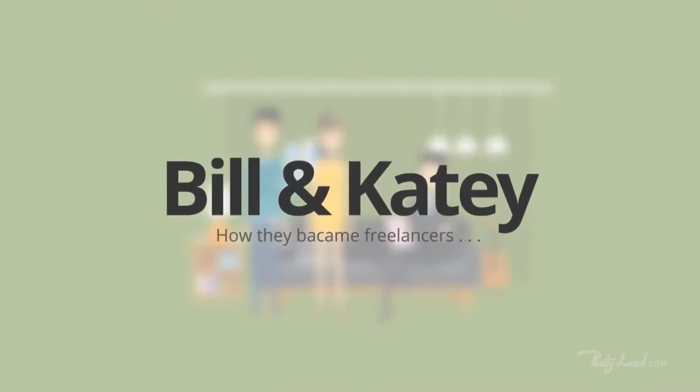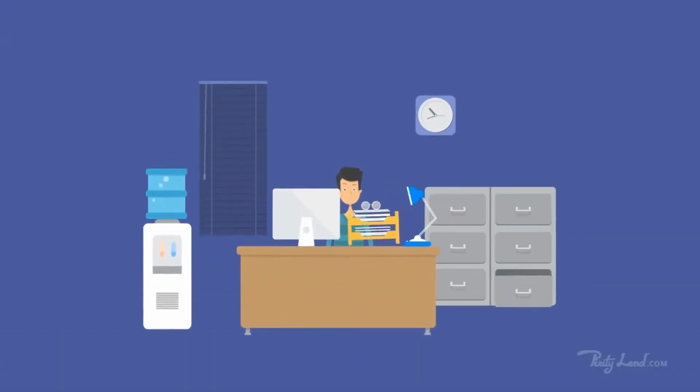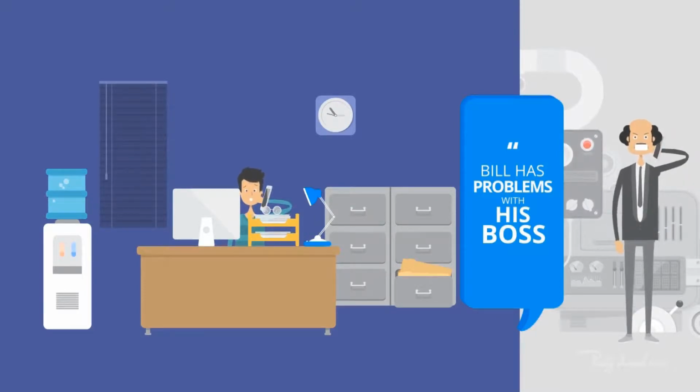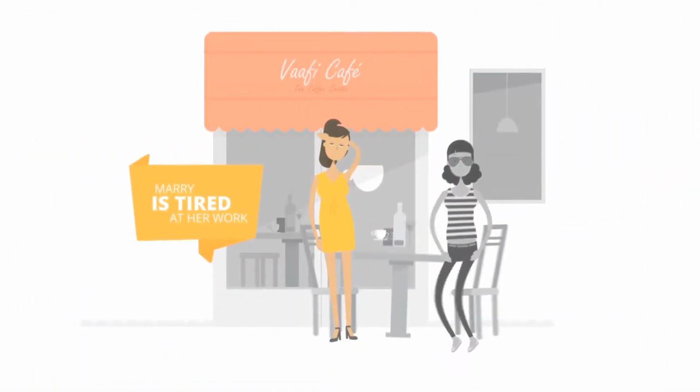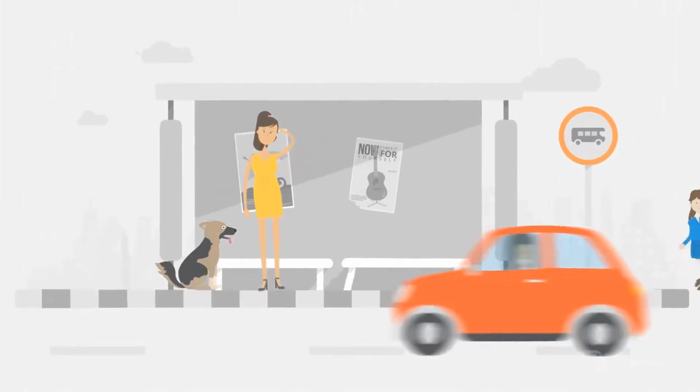This is the story of Bill and Katie, who are the best friends. Last year, Bill was working in a big company, but he wasn't very happy with his boss. And Katie, she was really bored with working as a waitress. She had to take a long way to work.